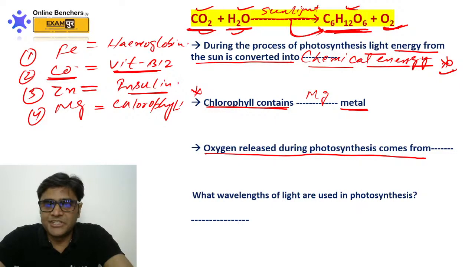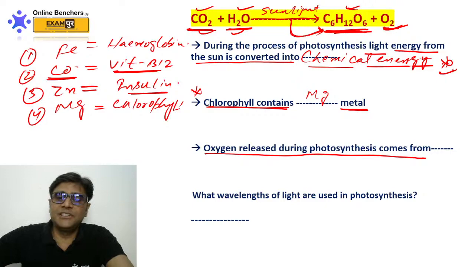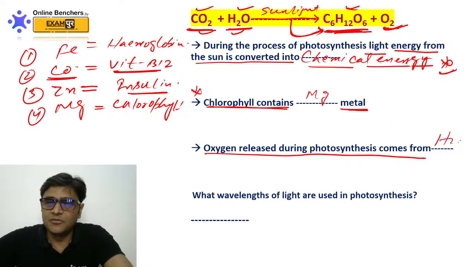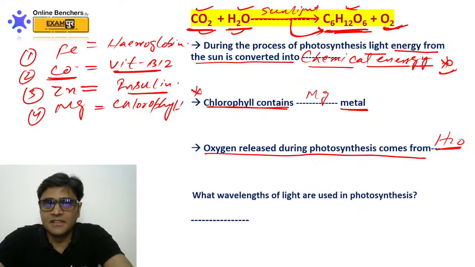This is a very important question, and it has been asked in UPSC Prelims 2014. Oxygen released during photosynthesis comes from, your answer should be water. We will discuss in detail. Don't worry. Here, just remember, oxygen released during photosynthesis comes from water.